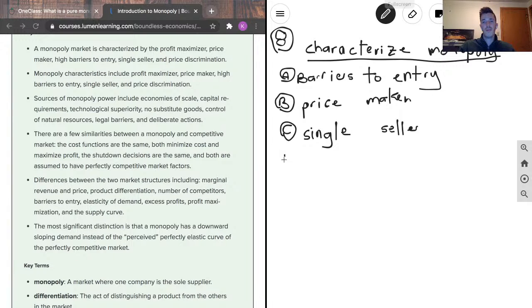Price discrimination. What that means is that they can charge different prices to different consumers. And they have these advantages that firms in perfect competition don't have. Because of these high barriers to entry, they're the only seller, and it is very difficult for other sellers to break into the market. So as a result, if somebody wants the product, they can charge them at their willingness to pay.